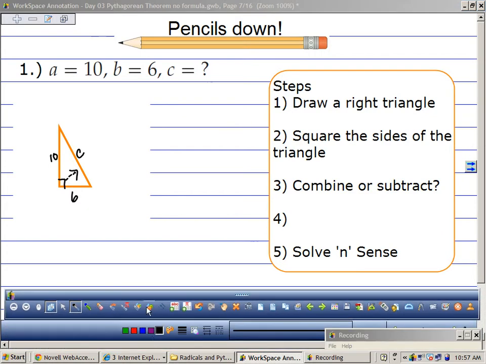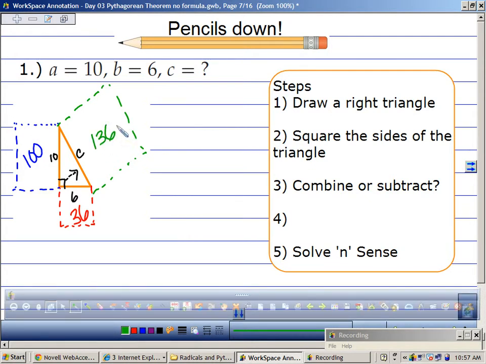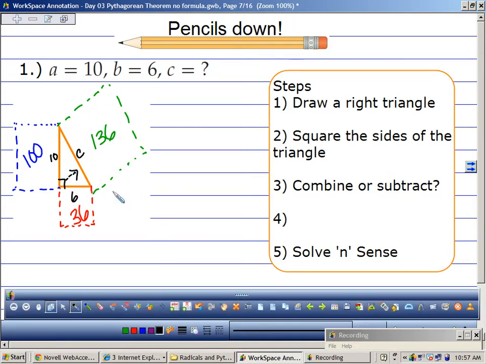All right, if this side is 6, if I extended out a square, what would be the area of that square? Yes, 36. And if I extended this leg out, what would be the area of this square? 100. So if I extended out the big square, what would be the area of that square? Because two smaller ones make up a bigger one, right? 136. If the area inside of this square is 136, what is the side of the square?